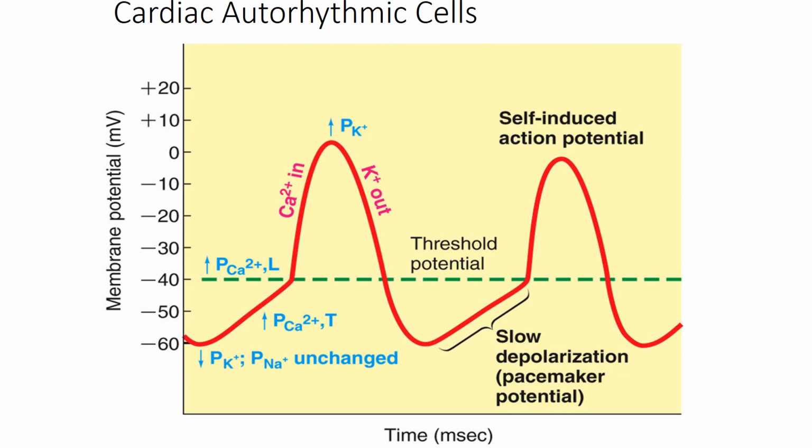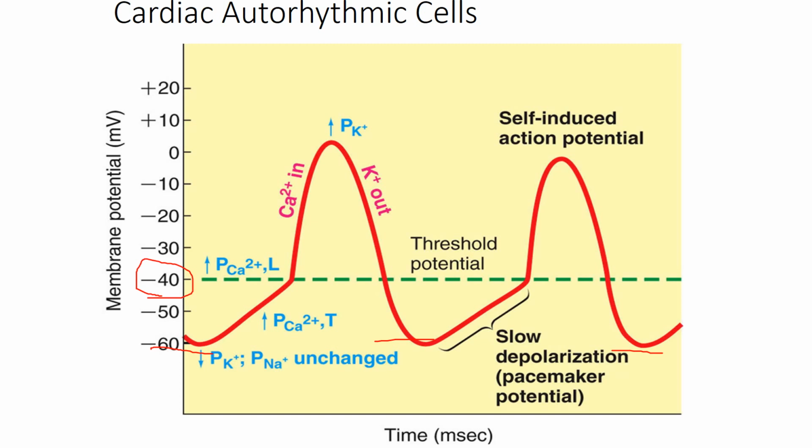The action potentials of autorhythmic cells now will be a little bit different than what we've seen with the action potentials in neurons. Okay, so the first big difference that we find is that the threshold potential, instead of being at minus 55, we're now at minus 40. Okay, and also there's no true resting membrane potential because action potentials are self-induced and they're continuous.